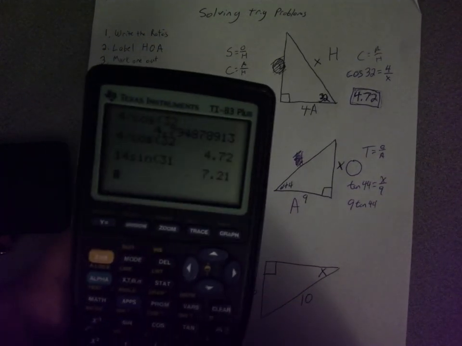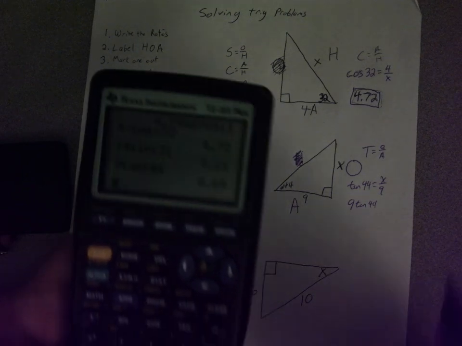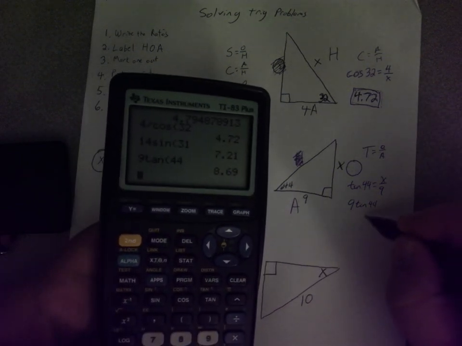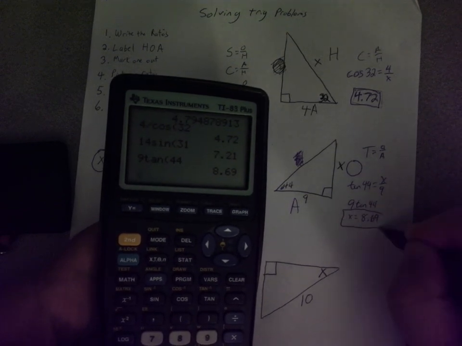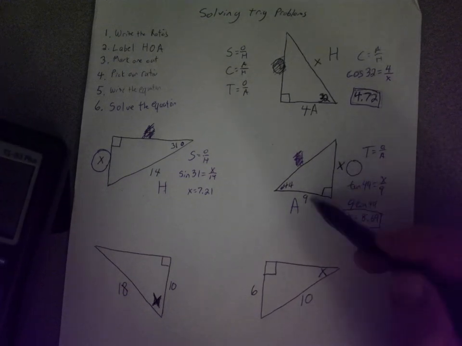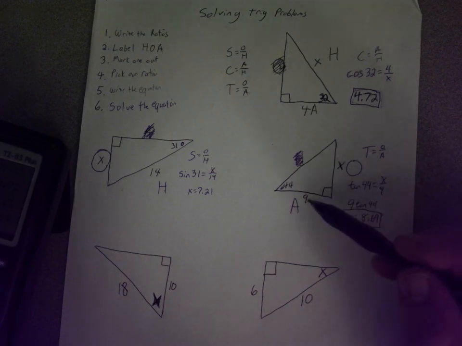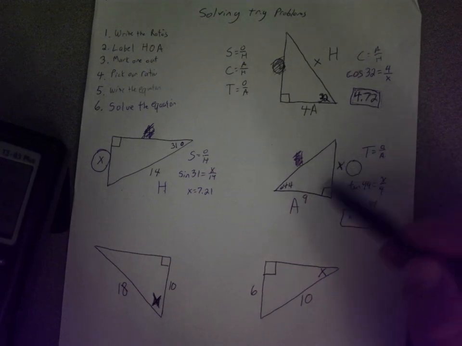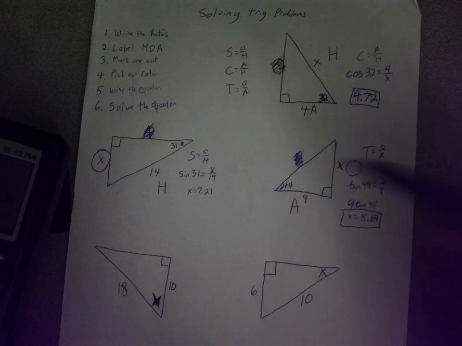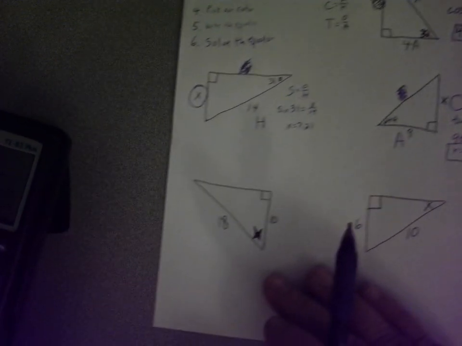And when I type that in, we get 8.69. X equals 8.69. There's not really anything I can compare that to. Since this is 8.69 and this is 9, we don't know which of these sides is going to be bigger because it's not the hypotenuse. So we can't really compare anything with that, but still, it's a good thing to have.